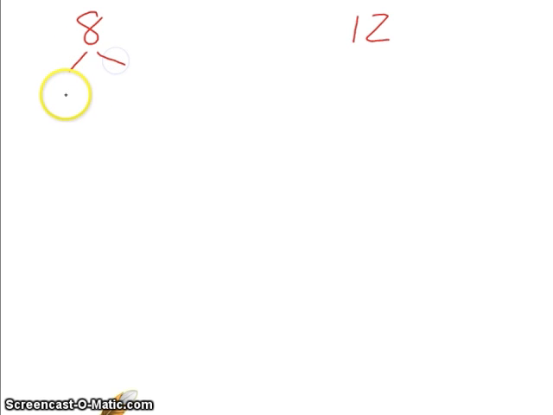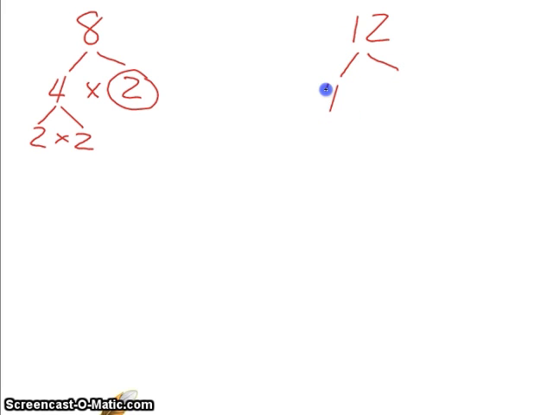So we make a factor tree of 8. It's 4 times 2. 2 is prime. 4 is not, so we do 2 times 2. And 12, which is 4 times 3. 3 is prime. 4 becomes 2 times 2.